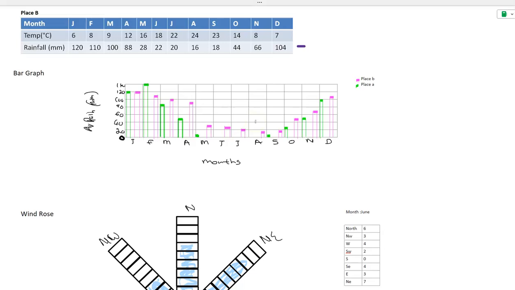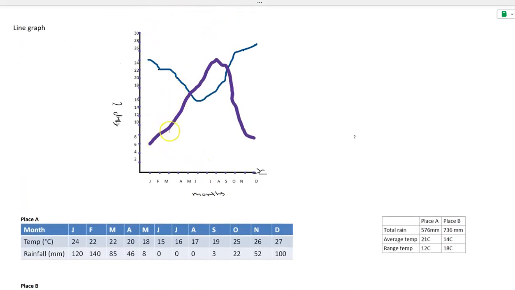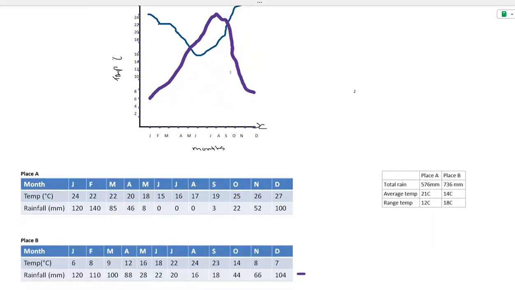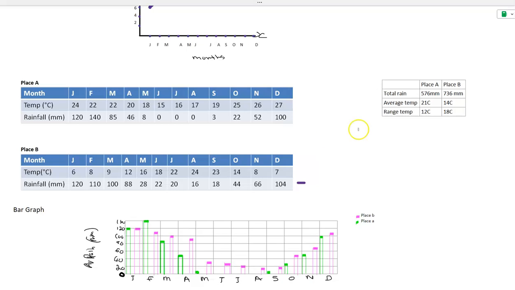Now let's look at place B. So first of all, place B is situated in the northern hemisphere, because we can see here it has summer during June, July, August, the hottest temperatures between June, July, and August, which means it's in the northern hemisphere. The average monthly temperatures are between 23 and 7 degrees, or 23 and 6 degrees, and the range is 18 degrees Celsius.